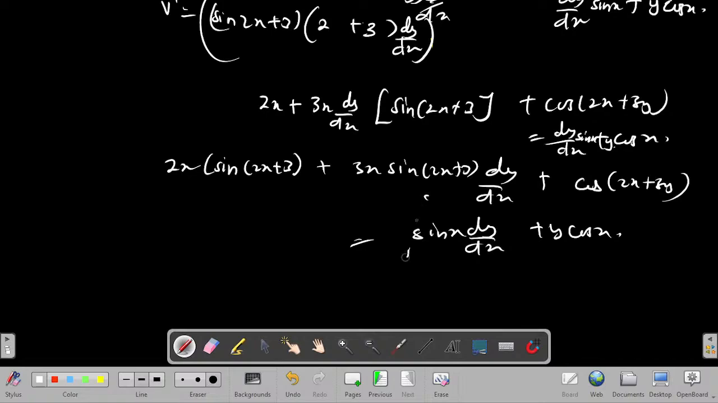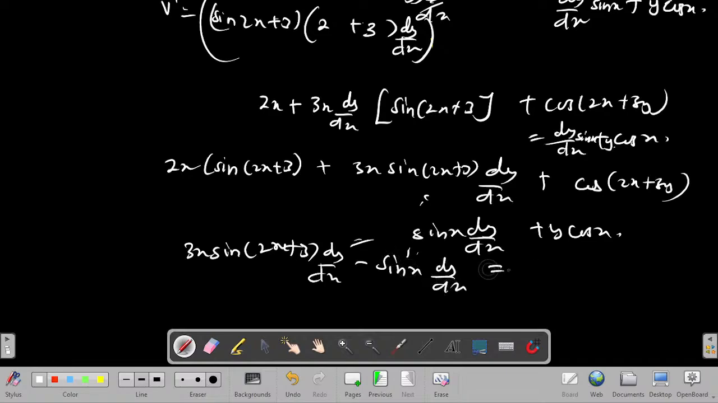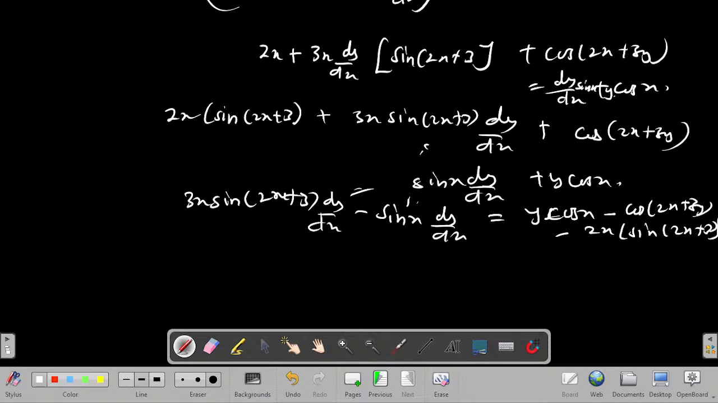So this and this are my dy and dx. I can push it, right? So 3x sine of 2x plus 3y dy dx minus sine x dy dx equal to y cos x minus cosine of 2x plus 3y minus 2x sine of 2x plus 3y. It's crazy, right? Yeah, so that is the nature of this problem.